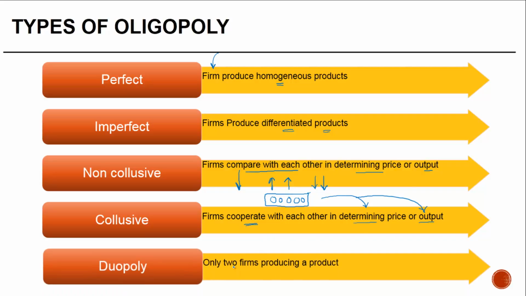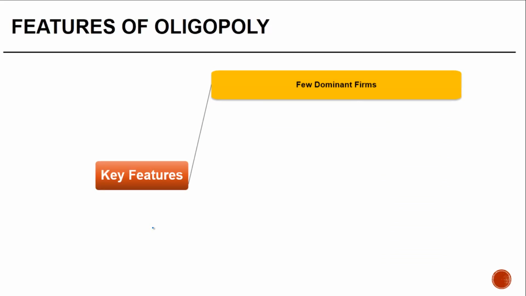Duopoly: only two firms are producing a product. Monopoly has one; in duopoly, as the word indicates, two, there are two firms which are producing a particular product. What are the key features of oligopoly?